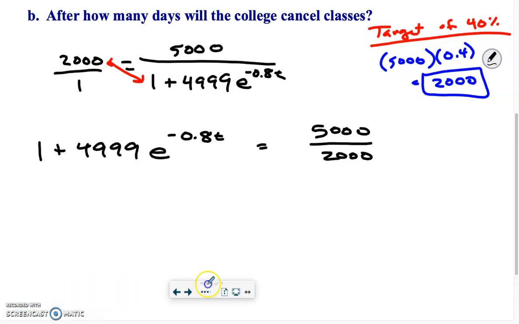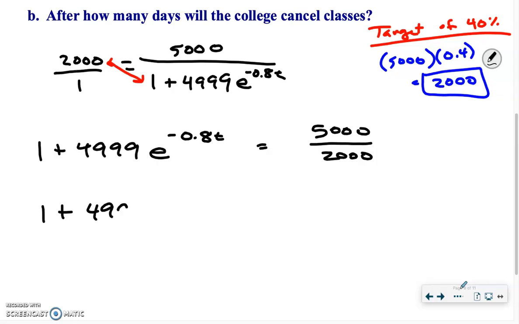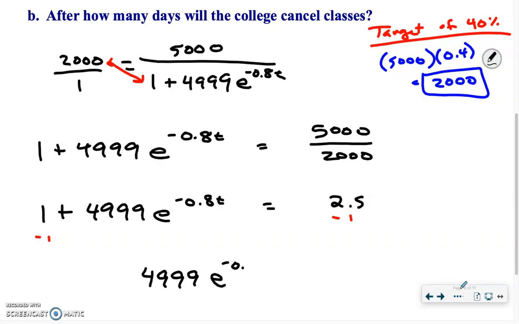All right, so from here, starting to pick things up on the right side, what are we going to say 5,000 over 2,000 is, please? What was that? 5 halves, or we can go decimal, 2.5. Yeah, not to say that we were doing anything wrong if we left it as a fraction. Okay, so it looks more complicated possibly, but would we agree that this just looks like an equation that we could solve back in section 3.4? Okay, so we're trying to isolate the exponential. Subtract the 1 over. So on my left side, 4,999 e to the negative 0.8t is equal to 2.5 minus 1, which is 1.5.